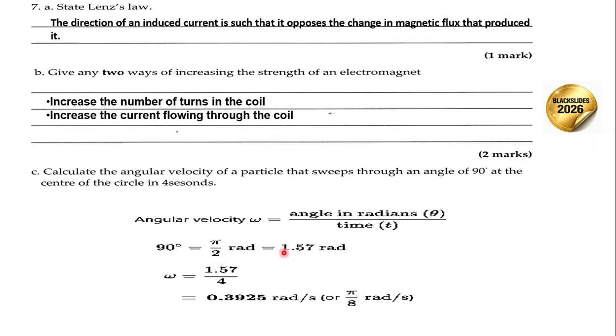So in this case, you have 1.57 radians divided by 4. If you do your calculations properly, you end up getting 0.3925. But you have to be careful with significant figures.